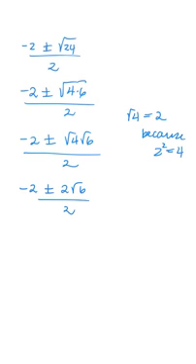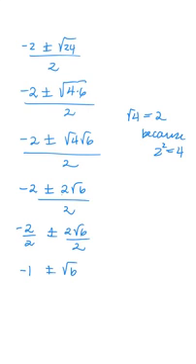Well, it turns out when we simplify it, we can see now that the 2 that's in the denominator will divide into the negative 2 that's in the numerator, as well as the 2 root 6. So you can think of writing it as negative 2 over 2 plus or minus 2 root 6 over 2. Negative 2 over 2 is negative 1 plus or minus root 6.